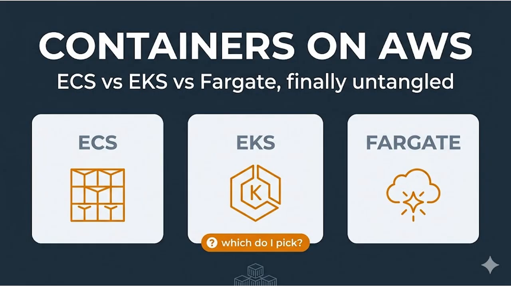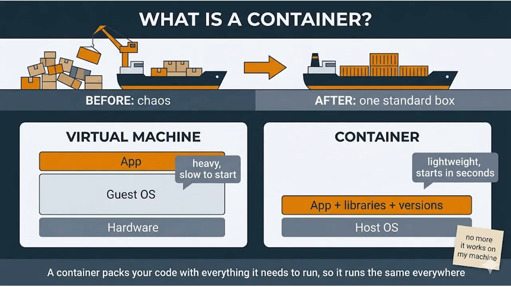In this deep dive, we'll untangle containers on AWS, with pictures: what a container even is, what orchestration means, ECS versus EKS, and exactly where Fargate fits, so you'll know precisely which to pick for any app. First, what is a container?